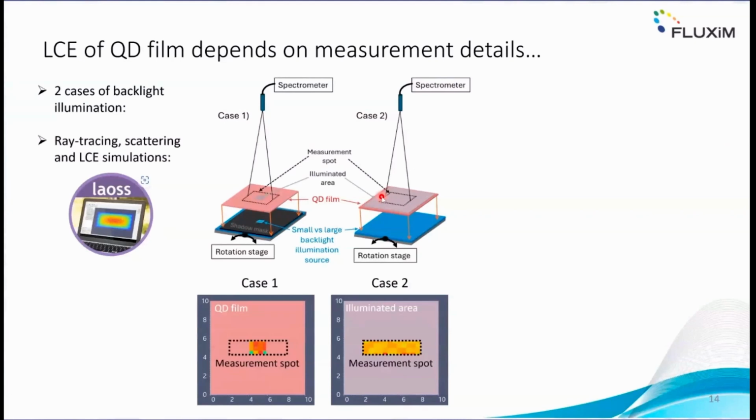And what we found then is an interesting dependence. This is actually a calculation of the situation. We use the Laos simulation software, which has a 3D ray tracing solver that includes Mie scattering and the down conversion mechanism. And we see that case 2 actually leads to more signal in the detection arm in the spectrometer.